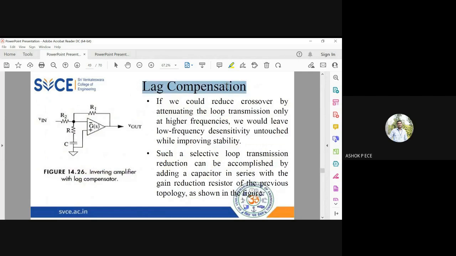We are going to go for lag compensation. Lag means I'm going to add a capacitor, because in a capacitor, voltage lags. In a capacitor, voltage lags current. So if we reduce the crossover to a high frequency, I'm going to add in the previous network and this circuit, if you see, an additional capacitor C in series with R. That is the only difference I'm going to make to this circuit.